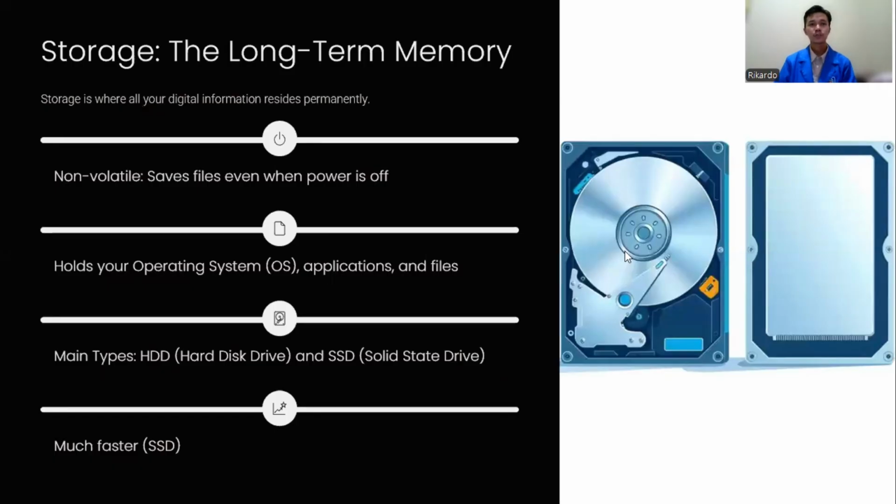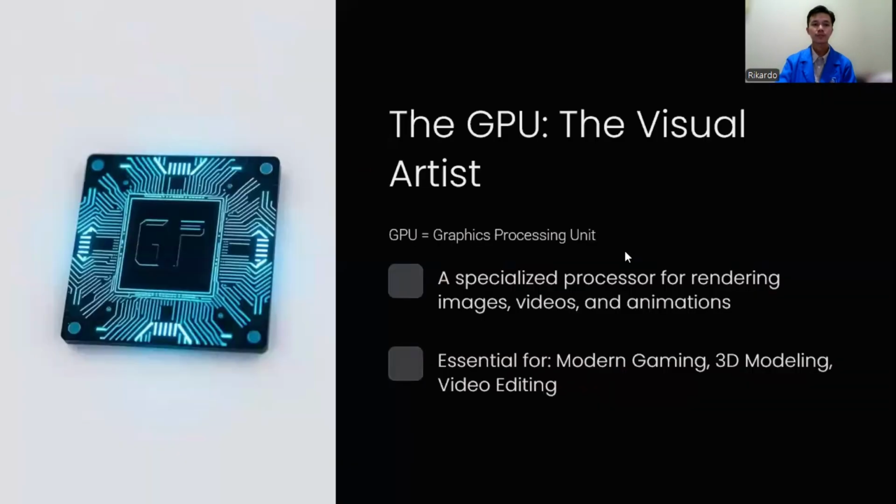Storage is the computer's long-term memory. Unlike RAM, storage is non-volatile, meaning it saves your files even when the power is off. This is where your operating system, like Windows or macOS, your applications, your photos, and all your documents are kept. There are two main types. The traditional hard disk drive, which uses spinning magnetic disks, and the newer, much faster solid-state drive, which uses flash memory chips with no moving parts.